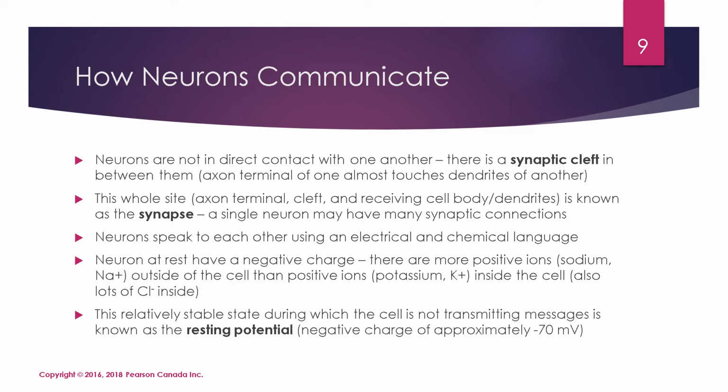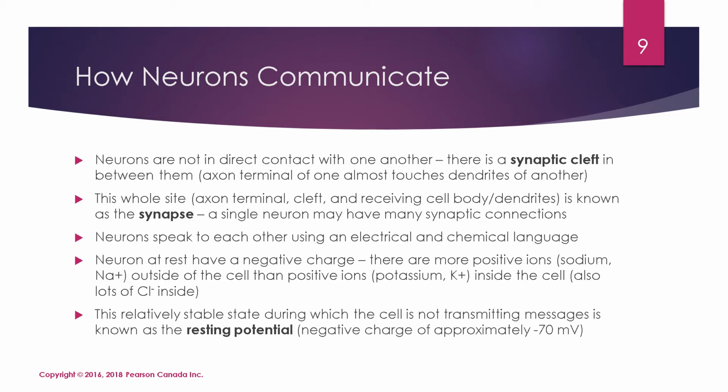There is something known as a synaptic cleft in between them, so it's a little gap in between the dendrites of one neuron and the axons of the other. And so this whole site, basically the terminal of one, the cleft, the gap in between, and then the receiving cell body and dendrites, is known as our synapse. So a single neuron may have many different synaptic connections. Neurons speak to each other using what we call an electrical and chemical language. So there is an electrical part of the kind of communication which occurs within the neuron itself, and then the chemical part actually occurs between the two neurons, so within that synapse, that synaptic cleft.